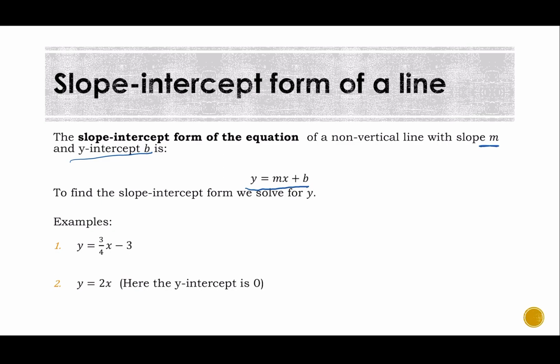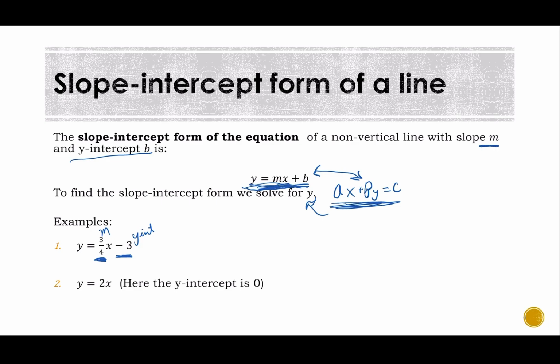mx plus b, right? And in order to find the slope-intercept form, if we're given something in standard form, like ax plus by equals c, we solve for y to get it into this form. Because this tells us a lot more about our graph than a standard form does. It gives us our slope and our y-intercept, where our graph crosses the y-axis. So if I have y equals 3/4 x minus 3, my slope is 3/4, and my y-intercept is minus 3.